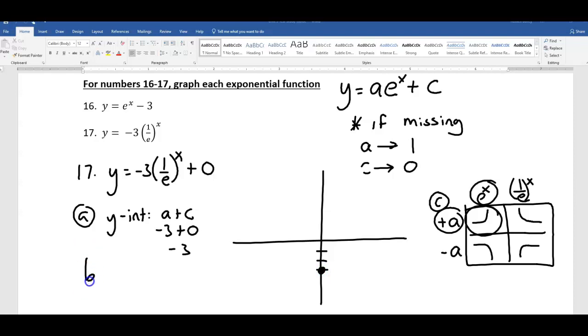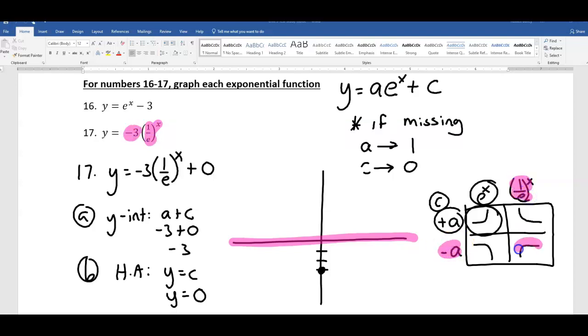Next, we have our horizontal asymptote, which is at y equals c. And in this case, c is 0. y equals 0 is on the x-axis. And finally, we need to determine the shape. Now, since I have this kind of an e, 1 over e, and a negative a, 1 over e would be this shape here. And so we'll be connecting the dots like this. And there's that graph.